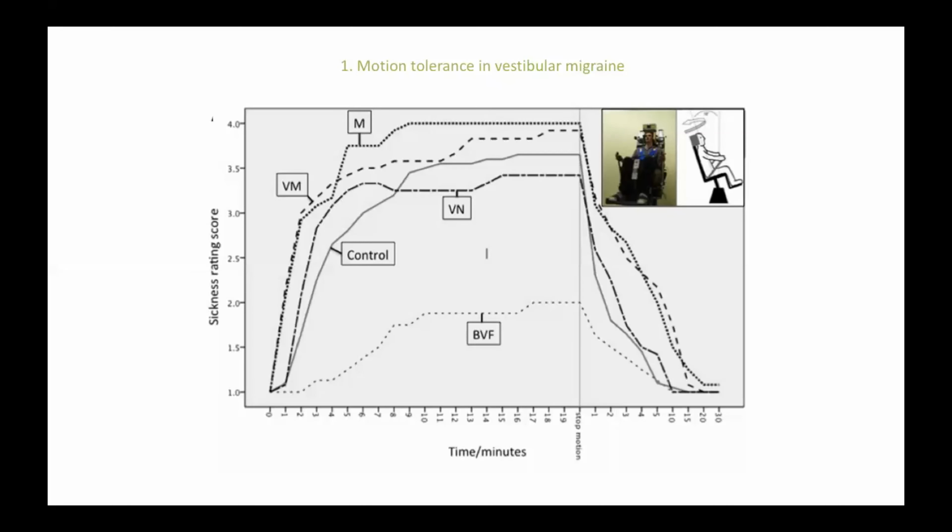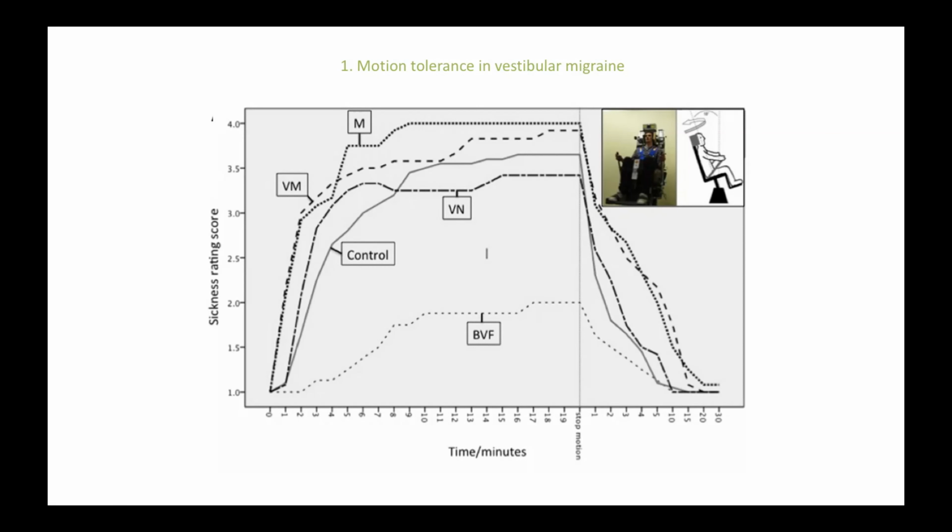And what we essentially did was we asked subjects to provide sickness ratings every minute through 20 minutes of rotation. And the sickness rating had a 4-point scale, 1, 2, 3, 4. And 1 indicated that they had no symptoms, 2 indicated that they started to develop initial symptoms such as stomach awareness, but no nausea. 3 is that they started to develop mild nausea, and 4 indicating that they developed moderate nausea.